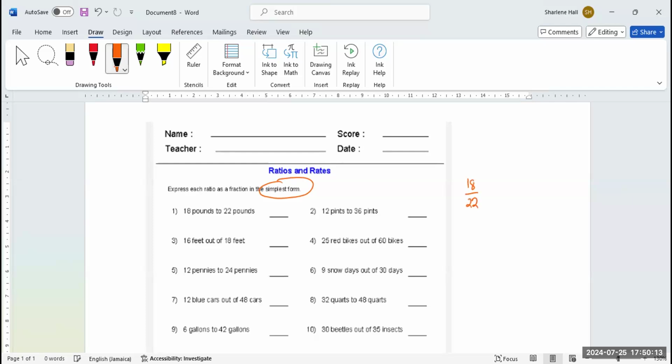What did you do? I divided it by 2. So 18 divided by 2 is 9, and 22 divided by 2 is 11. So you now have a fraction of 9/11. Okay. So it says express each ratio as a fraction in the simplest form. So your answer there will be 9/11. Yes, sir, because it cannot break down any further. Very good. Now, how would you represent that as a ratio in its simplest form? 9 to 11, sir. So 9 colon 11. Very good. Agreed?